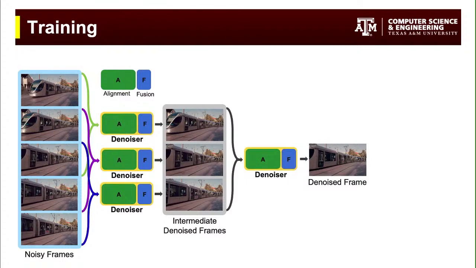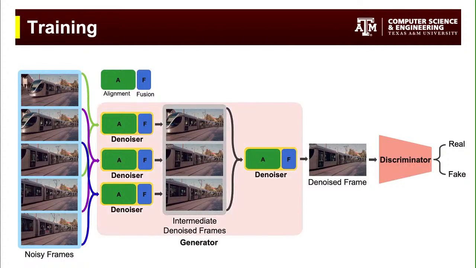To ensure our system produces visually pleasing results with realistic details, we train our multi-stage denoiser in an adversarial manner. Specifically, we use a discriminator to distinguish the fake results generated by our denoiser from the real ground truth images. Here, the multi-stage denoiser is the generator, and the discriminator penalizes the generator for producing implausible results.